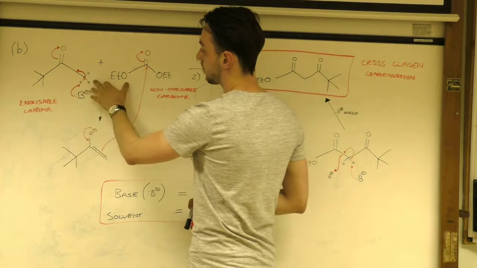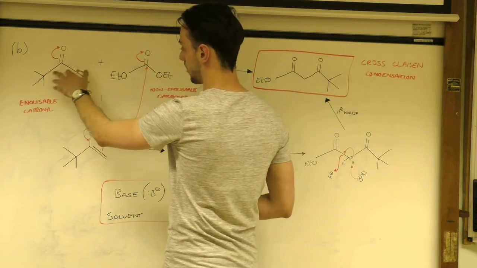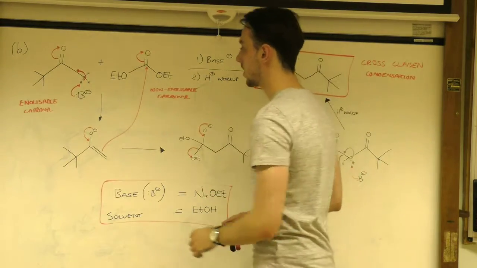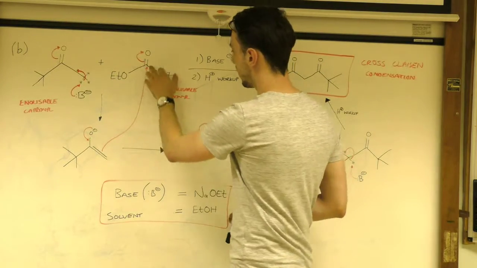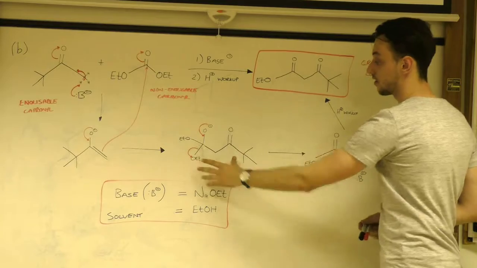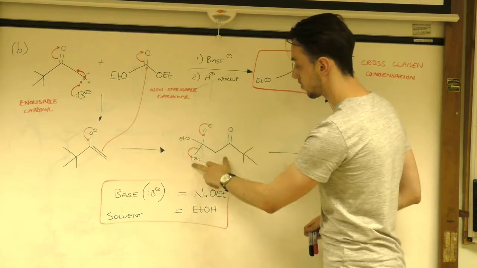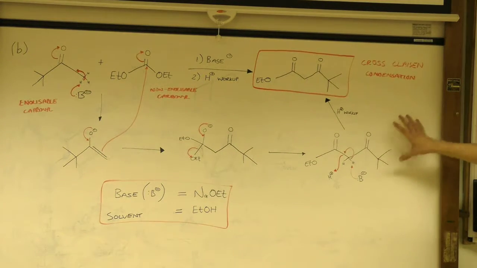Attack of the base on one of the alpha acidic hydrogens. Electron density moves up into the oxygen, giving you this here. This will then react with your non-enolizable carbonyl. Electron density will move up into the oxygen again, giving you this species here. Your double bond is going to reform. You will lose one of the ethoxides to give you this here.